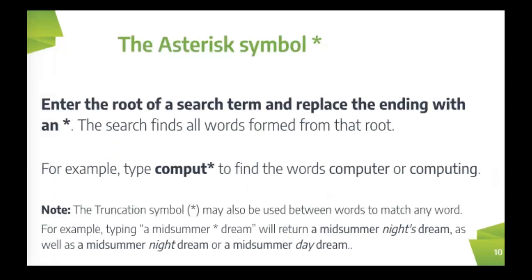We use this truncation or shorten symbol to broaden our search to include all iterations of a search term. Enter the root of the search term, then tack an asterisk to the tail. You'll increase your results.